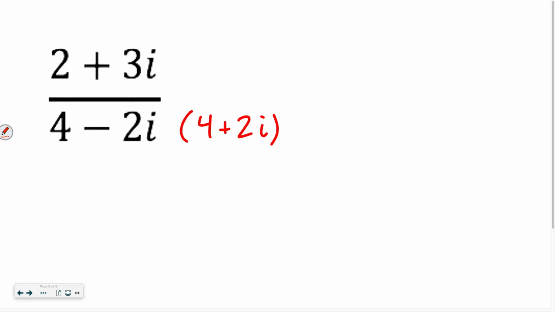You are going to get rid of i in the denominator. You are always going to multiply by the conjugate of the denominator. It is not the same as the denominator. It is changed signs of the second term. So if I multiply the denominator of my fraction by 4 plus 2i, I have to multiply the numerator of my fraction by 4 plus 2i.